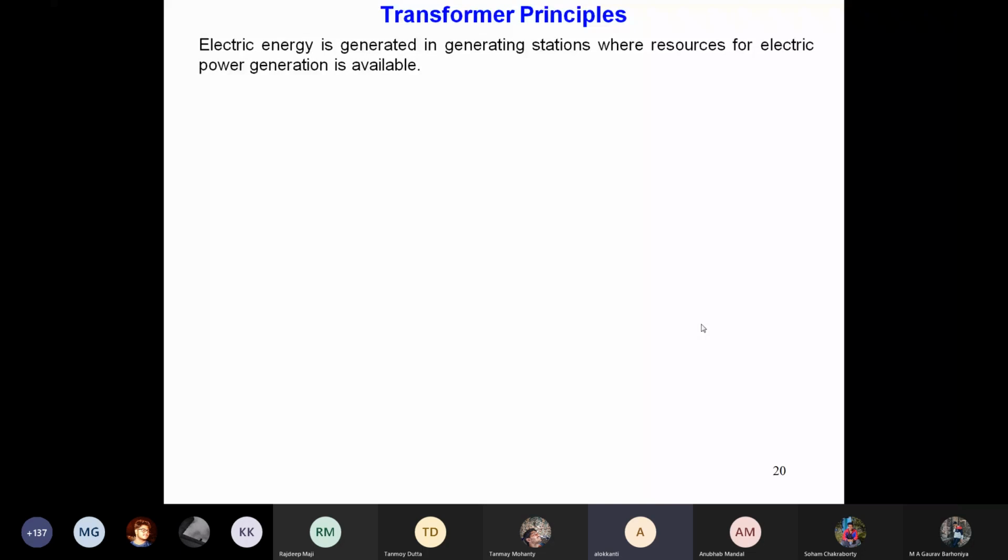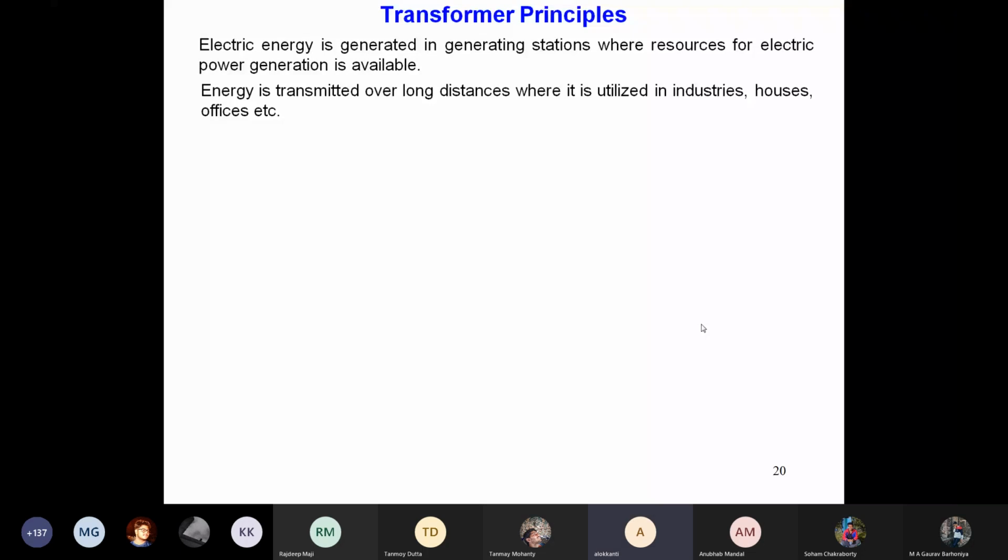By resources, what I mean is, if it is a thermal power station, its resources are coal and water. If it is an oil-fired station, the resources are oil and water. If it is a nuclear power station, water will be required, and then some nuclear fuel. If it is a hydel power plant, it has to be located in the hills where there is plenty of rainfall. So it is generated from any generating station.